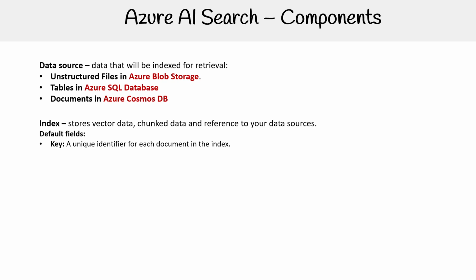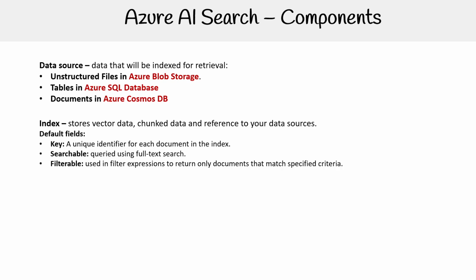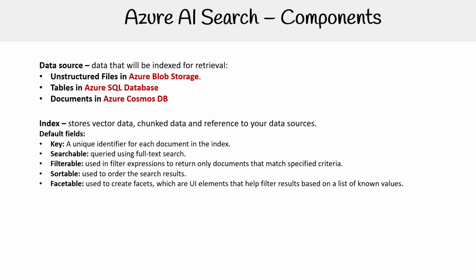The default fields we have are the key, so it's a unique identifier; searchable, queried using the full text search; filterable, used in filter expressions to return only documents that match criteria; sortable, used to sort search results; facetable, so facets, which are UI elements that help filter results based on a list of known values. Where these UI elements are, I do not know. Retrievable, and so this is basically your projections of what fields you want to come back.